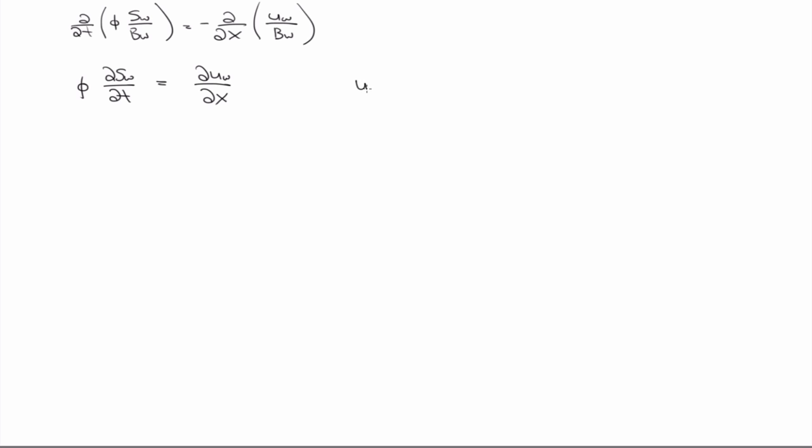Now, if we look at the velocity of water, that's the Darcy velocity, so that's going to be the flow rate of water over the area. And we're going to say that the flow rate of water is the total flow rate times the fractional flow. So the fractional flow is the percentage of water that is flowing of the total flow. So we have the total flow times the fractional flow of water. Now the total flow is a constant. So, plugging that back into the equation, you get this.